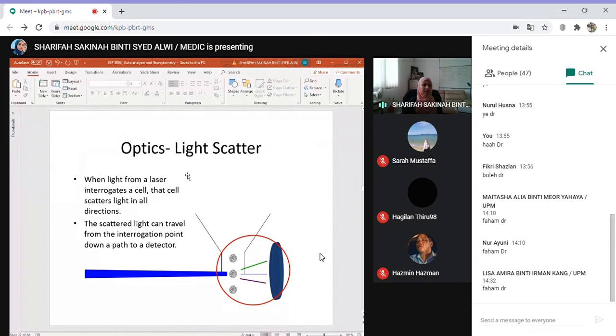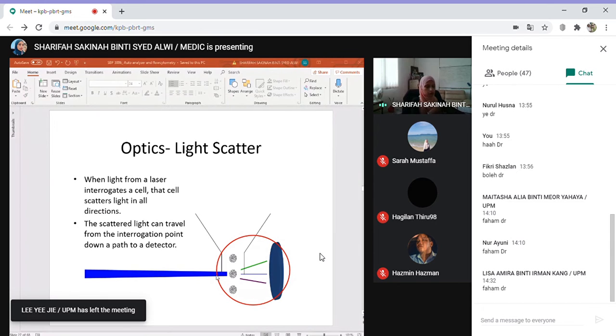Okay, optic light scatter. When light from a laser interrogates a cell, that cell scatters light in all directions. The scattered light can travel from the interrogation point down a path to the detector. So this is what happens.